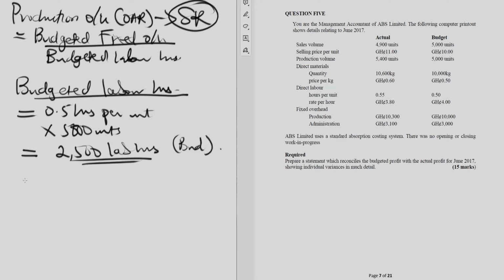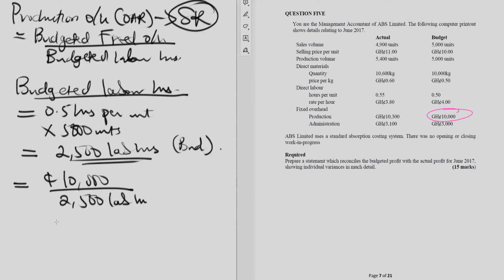Okay, so now that we know our fixed overhead, which was budgeted, was actually what? You can see from here that our budgeted fixed overhead was 10,000. So we budgeted to spend 10,000 in overheads, and we are expecting that this whole 10,000 is for 2,500 labor hours.